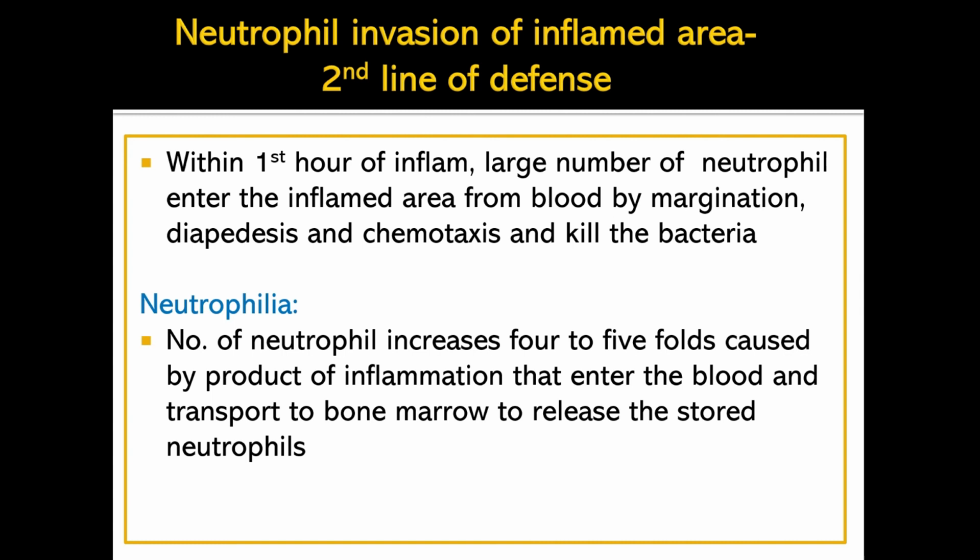And then we have the neutrophils, which serve as the second line of defense. Within 1 hour of inflammation, a large number of neutrophils enter the inflamed area from the blood by migration, diapedesis, and chemotaxis, and kill the bacteria. And sometimes the number of neutrophils increases 4 to 5 fold, caused by the products of inflammation.